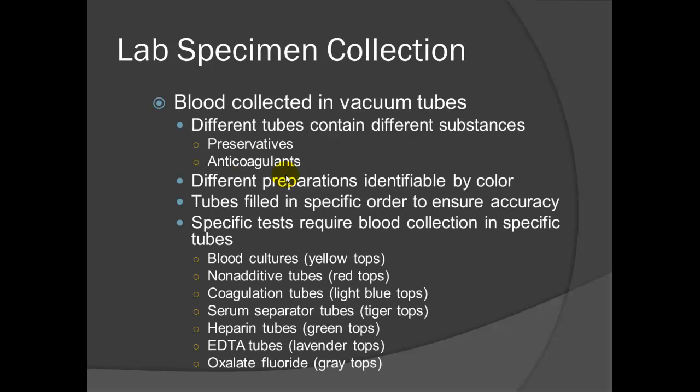Blood specimen collection. Blood is collected in different vacuum tubes. Different tubes contain different substances: preservatives or anticoagulants or things that will prep the specimen for what needs to be done with it. Different preparations are identified by color. Tubes are filled in a specific order to ensure accuracy. Specific tests require blood collection in specific tubes. Blood cultures are going to be yellow tops, and this is Vacutainer brand. No additive in the tube would be a red top.